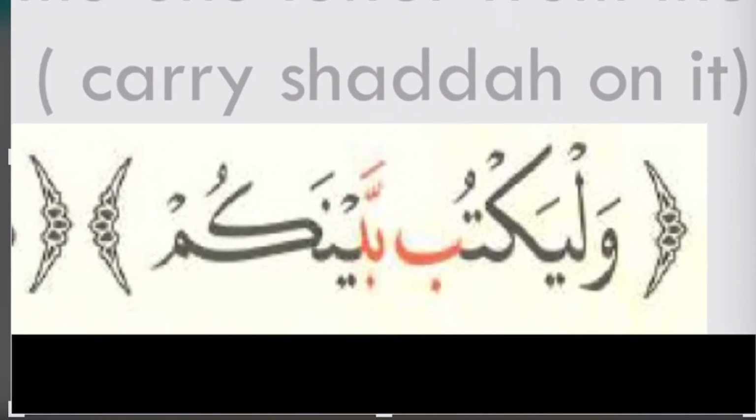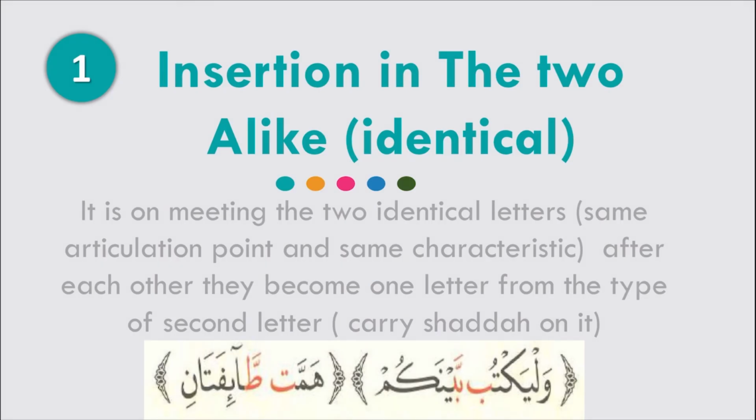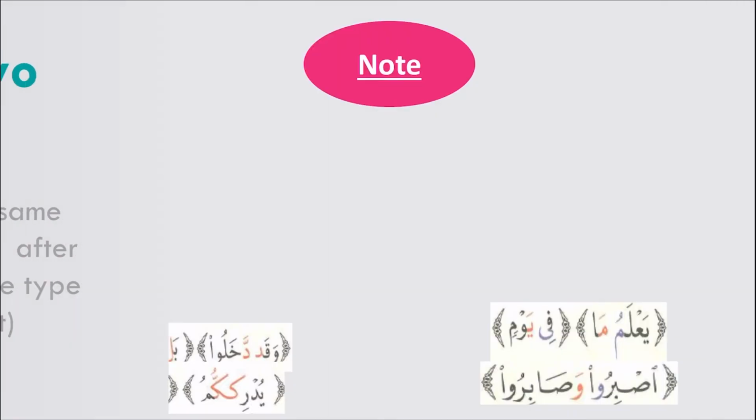So it will be وَلْيَكْتُبْ بَيْنَكُمْ, as you see here. This ba is sukun, and it becomes a ba mushaddad at the end, carrying the haraka of the second ba. So it will become insertion of the two identical letters or two alike letters. Its name is insertion of the two alike or the two identical letters.